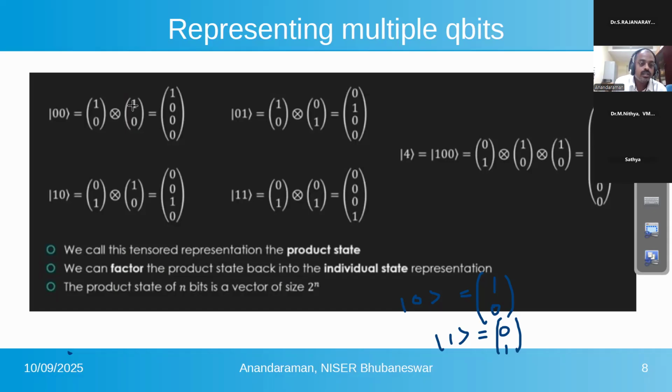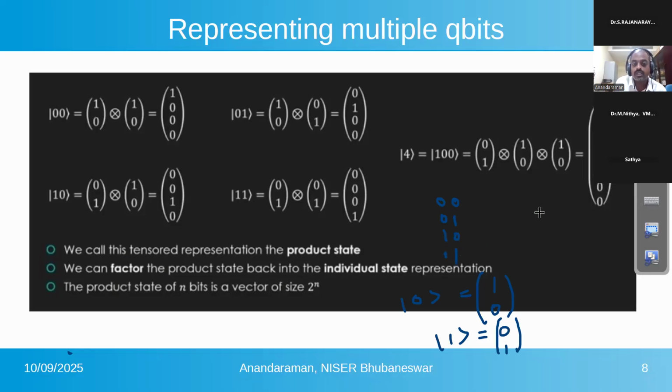That is 1, 0, 0, 0. Easily you can do it. For example, if it is 01, what will be 01? 0 is represented as 1, 0. 1 is represented as 0, 1. And then the tensor product is like this. So usually in 2 qubits, we have 4 states: 00, 01, 10, 11.